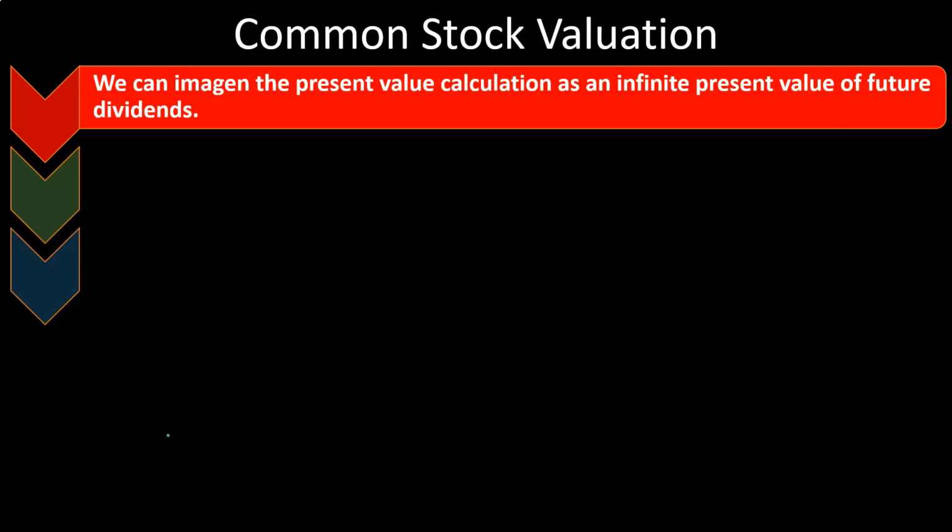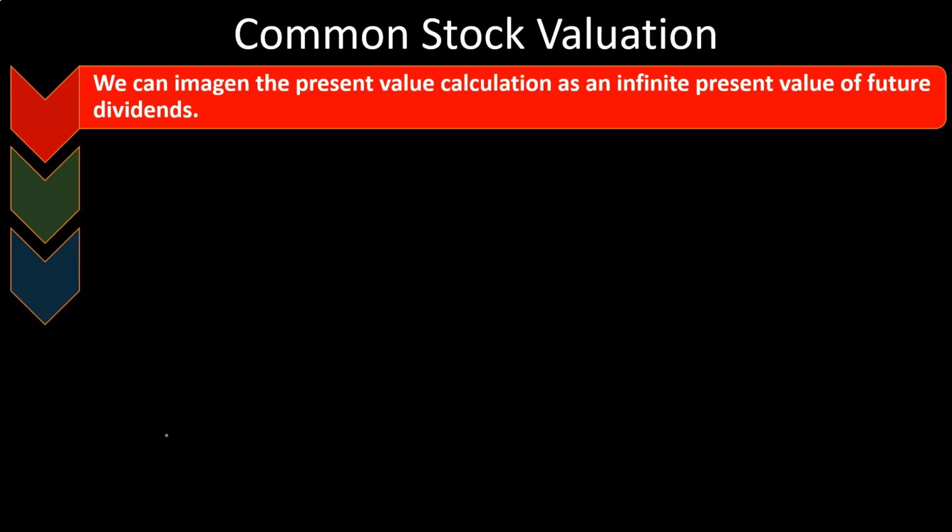So we have the common stock valuation. We can imagine the present value calculation as an infinite present value of future dividends. So that's one way we could imagine the present value in concept. We have a similar kind of problem with the preferred stock in that we still have this infinite thing, no maturity date. So we'd like to be able to simplify that kind of calculation a little bit there.